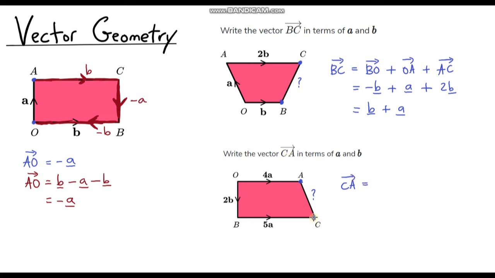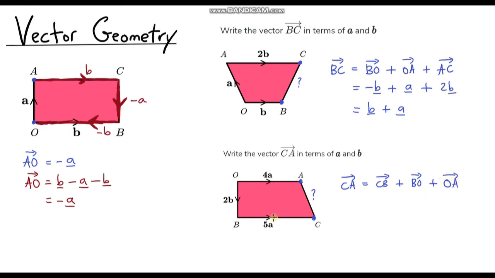So the first route we're going to take is from C to B. So that would be vector CB. And then we're going to add on this vector from B to O. So we've got another vector BO again. And then finally, we're going to go from O to A. So that would be vector OA.